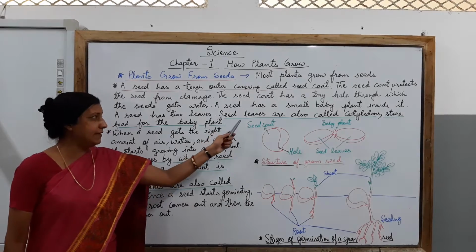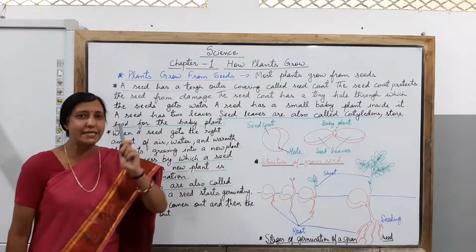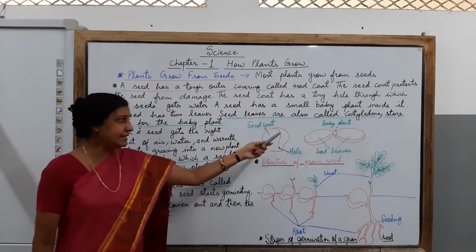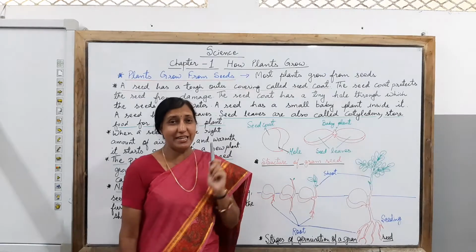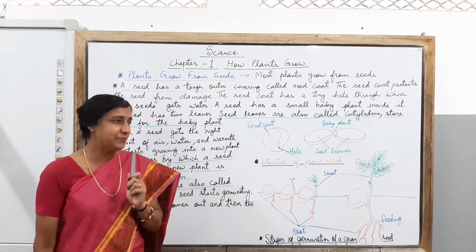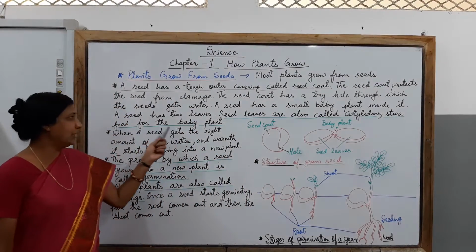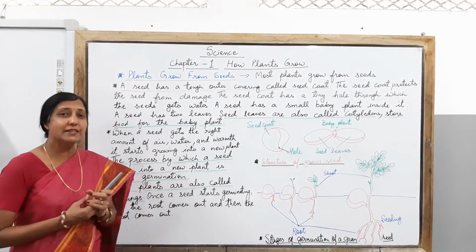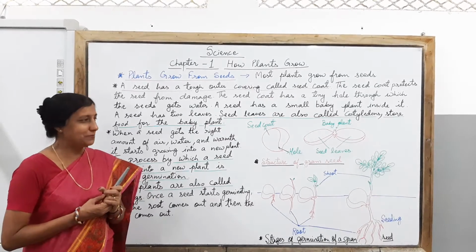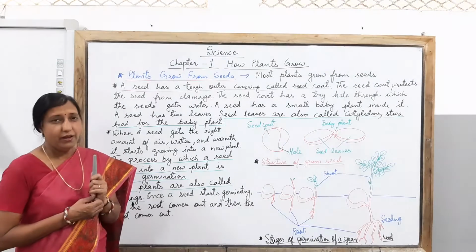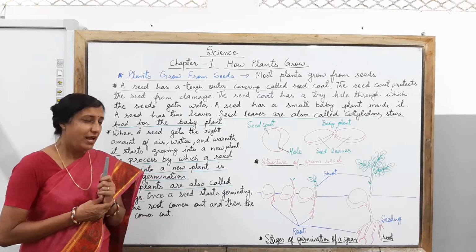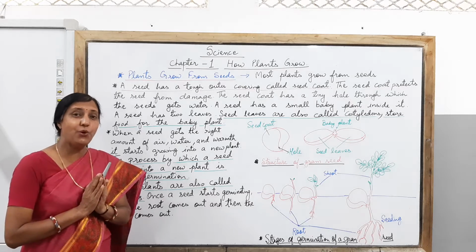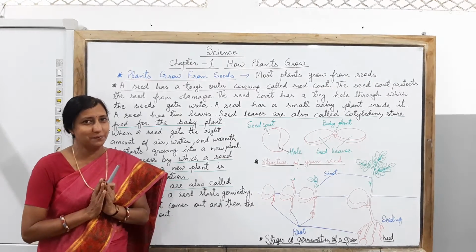Children, the seed leaves are also called cotyledons and store food for the baby plant. These seed leaves are also known as cotyledons. And what are their functions? They store food for the baby plant for its growth. As you know, it also needs food for its growth. So this is how you have come to know about the structure of a seed and the function of each and every part. Next children, we will know what germination is all about.